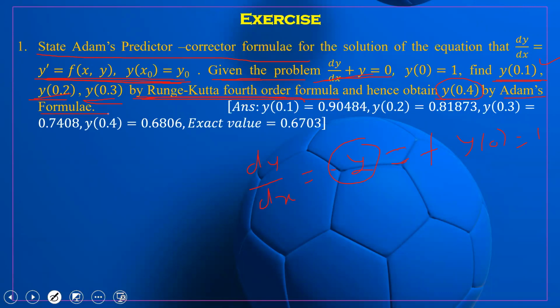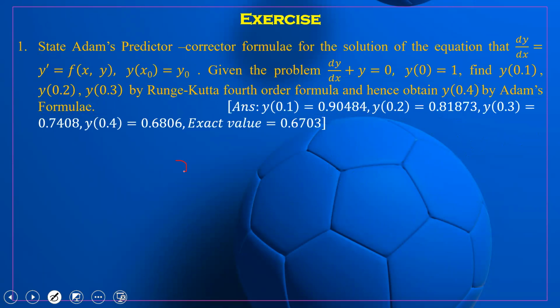So we first have to write down the formula for the predictor, and second, the formula for the corrector. Here, the value of y at 0.1 is 0.90484. The value of y at 0.2 is 0.81873. You can also write up to 4 decimals; the answer is given to the 5th decimal, but you can write the answer up to 4 decimals. Similarly, y at 0.2 is 0.81873. y at 0.3 is equal to 0.7408.